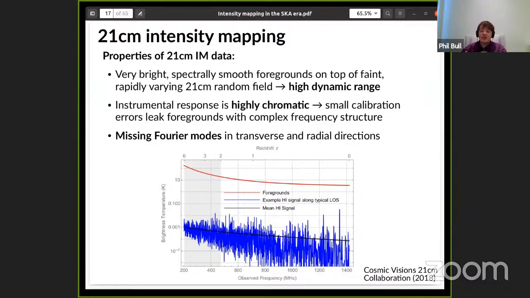And another problem is we have missing Fourier modes. We want to reconstruct the signal using Fourier analysis, but you find that because of the angular resolution of the telescope and the fact that you have to subtract certain modes away in order to, for example, clean out the foregrounds, you lose some Fourier modes of the signal. And so you don't make a true map of the large scale structure. You make a filtered map where you've lost some modes. And that introduces some subtleties in the way you analyze the data.